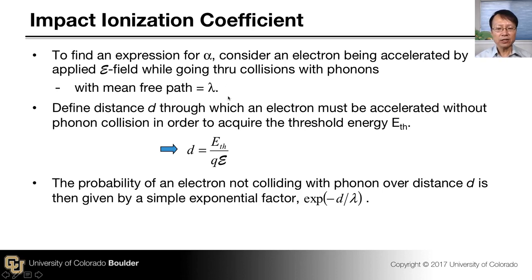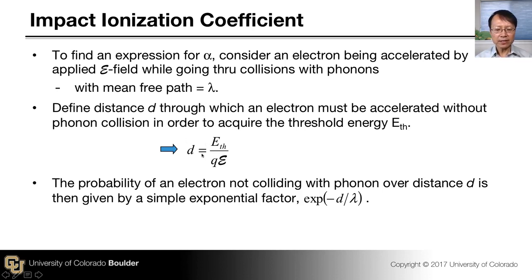And the average distance between two successive collisions with phonons or impurities is characterized by a mean free path, and we call that lambda. So this distance characterizes the energy loss process for electrons and holes. On the other hand, the energy gain is due to the acceleration by the electric field. So you have to propagate a certain distance under the electric field in order to gain sufficient kinetic energy.